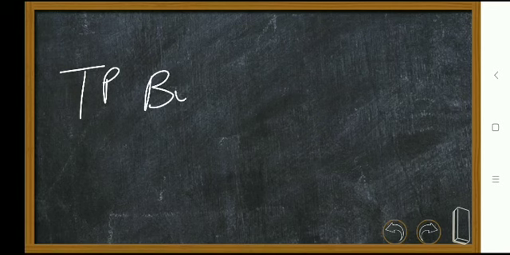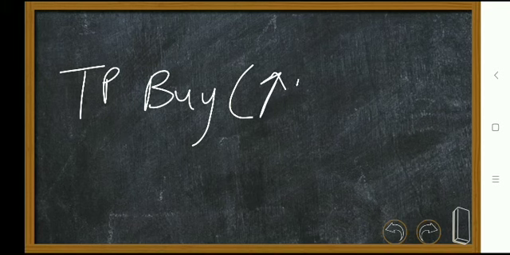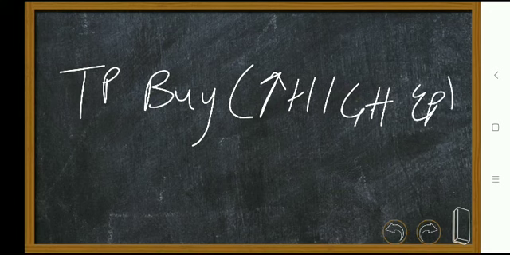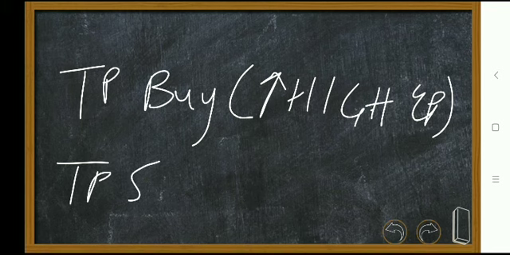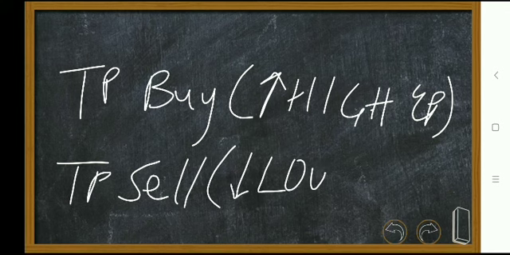So the TP for a buy will be set at a price which is higher than the entry price. Then your TP, your take profit for a sell, will be set at a price which is lower than your entry price.